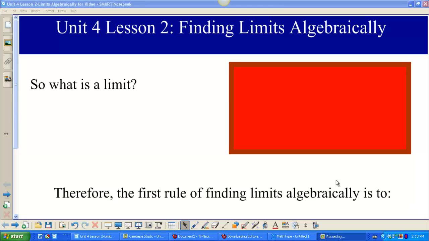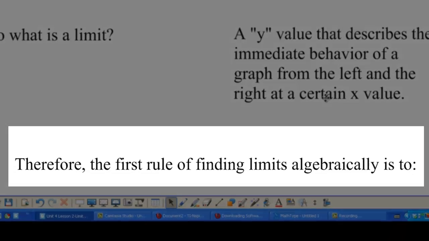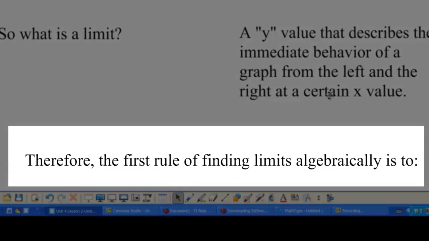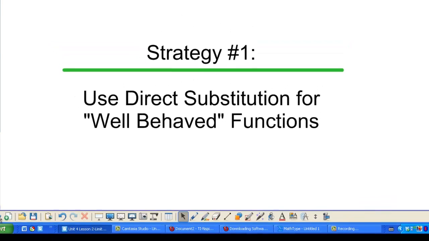So what is a limit? If we recall from our previous lesson, it's a y value that describes the immediate behavior on the left and the right at a certain x value. So we learned how to find limits numerically and graphically, but it might be a little bit more straight to the point if we can do them algebraically. So the first rule of finding limits algebraically is always to use direct substitution. But direct substitution only is going to work for what we describe as well-behaved functions. What do we mean by that? Let's do a couple of examples.